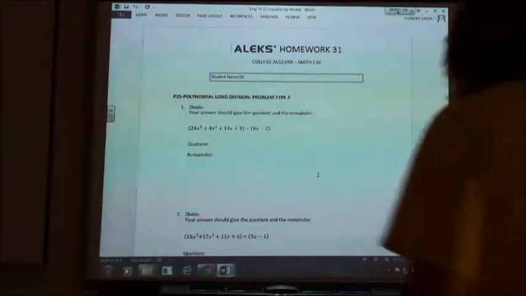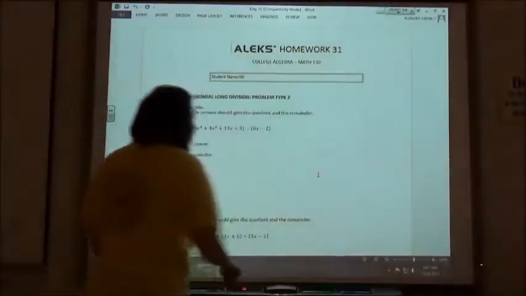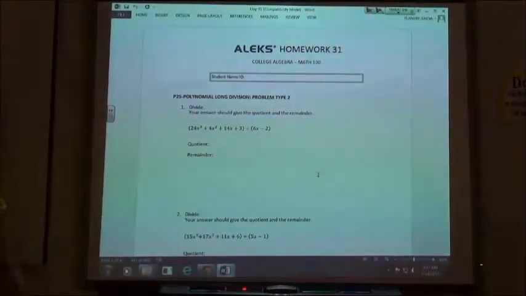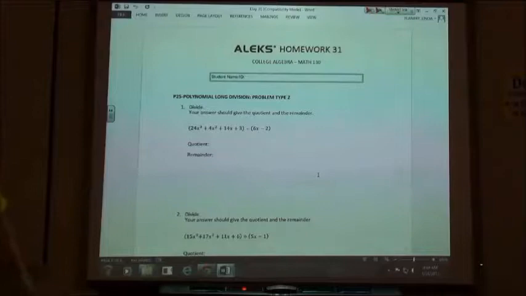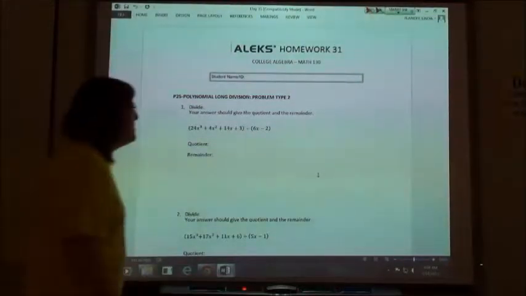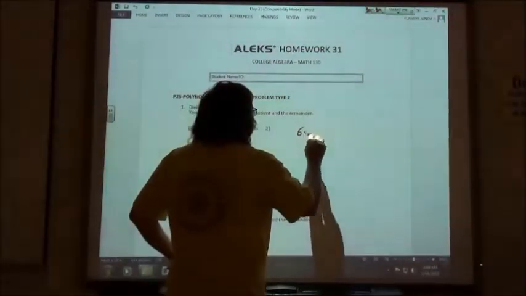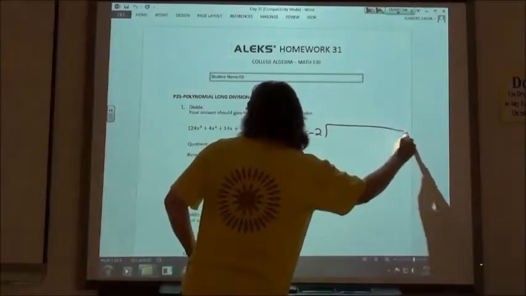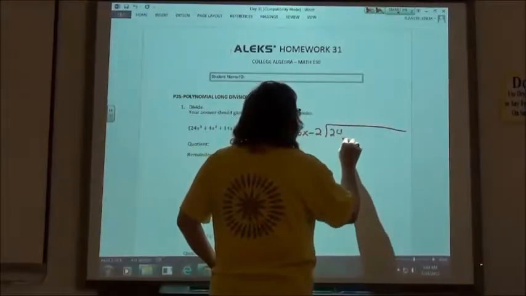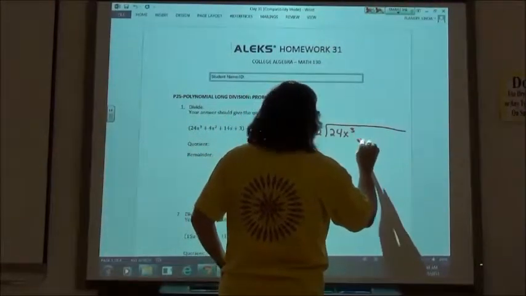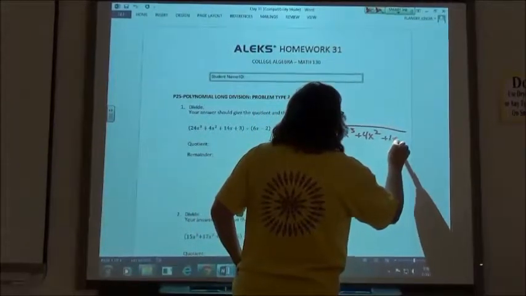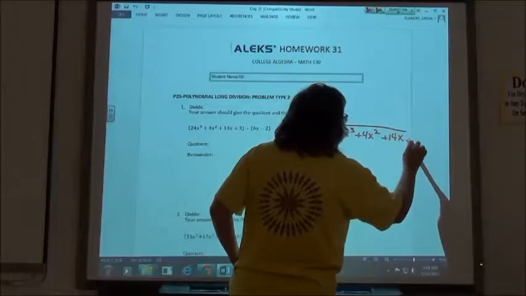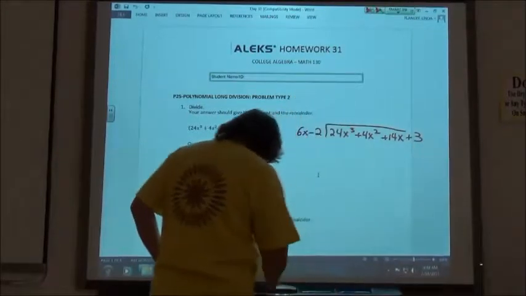So continuing on here, they're going to do more polynomial long division. This time our exponents maybe get a little bit bigger, but not a whole lot different than what we just did. If I have 6x minus 2 and I'm going to divide it into 24x to the third plus 4x squared plus 14x plus 3.